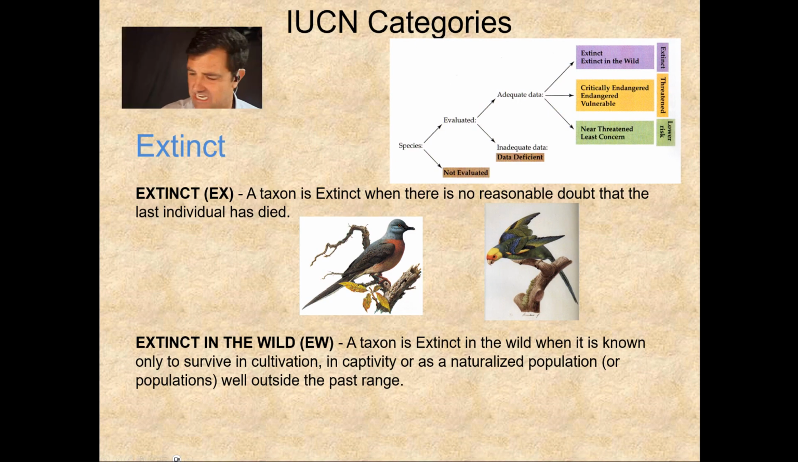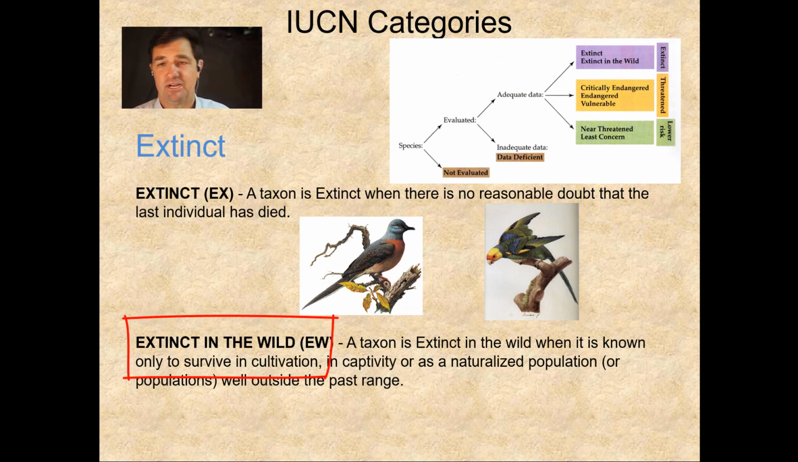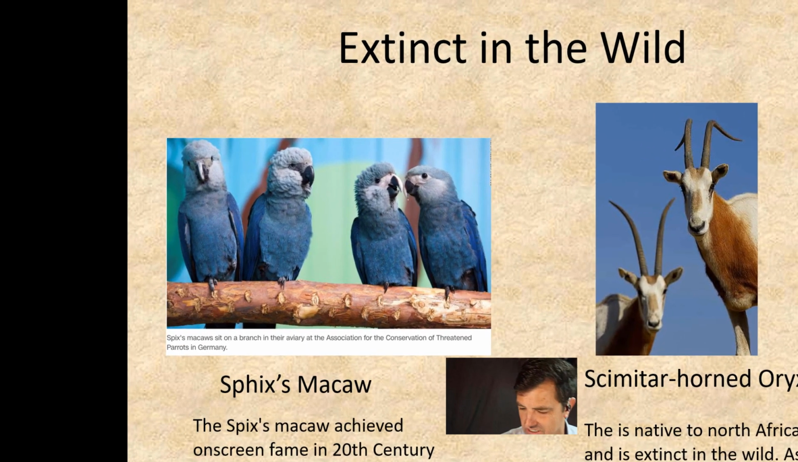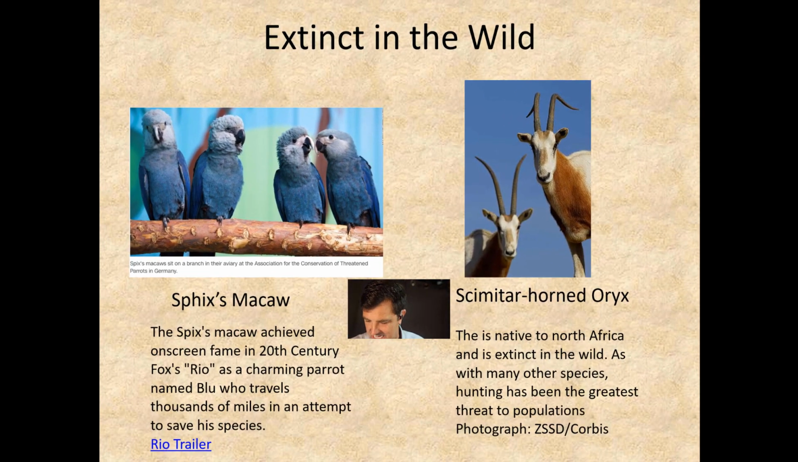There's also extinct in the wild, which means that it's not found in the wild anymore, but there might be populations in zoos and places like that. This is what's happening in this particular case. This is called Spix's macaw. This is a really cool small blue macaw from Brazil that has been extinct in the wild. If you saw the movie Rio, the bird in the movie Rio is a Spix's macaw. Recently I was looking this up, and it appears that some of them have been re-released into the wild. But traditionally, as of recently, they're listed as extinct in the wild.